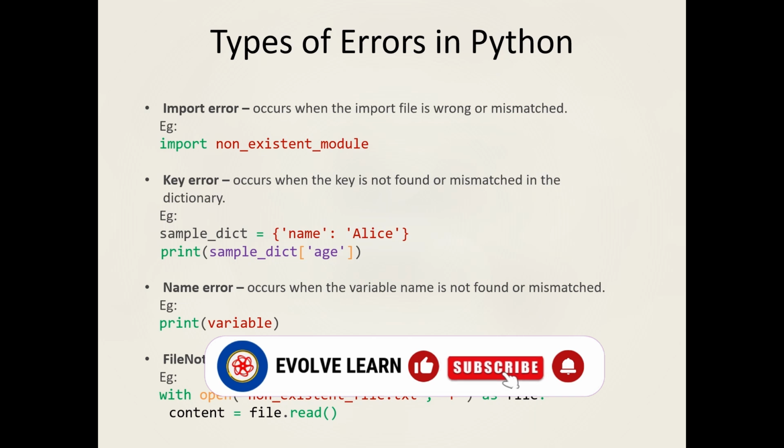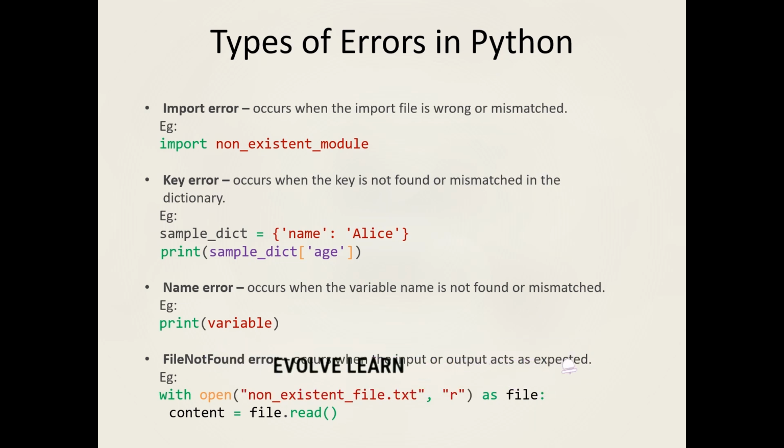Import error occurs when Python cannot find the module you are trying to import. This usually happens if the module is not installed or the given file name is wrong or mismatched. In the following example, we are trying to import a module named non-existent module. Python looks for this module in its list of installed packages. Since non-existent module does not exist, Python cannot find it, so it raises an import error.